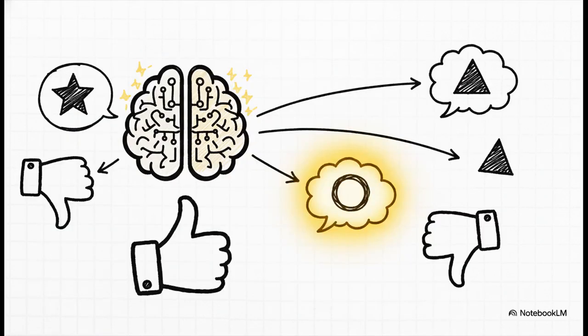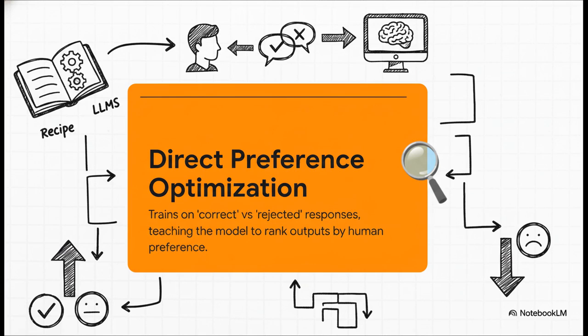Okay, so now our model can follow instructions. That's a huge step. But the next goal is to make its answers not just obedient, but good. You know, aligned with what a human would actually find helpful. And that's where preference fine-tuning comes into play. The recipe here calls for an algorithm called Direct Preference Optimization, or DPO. It's a pretty clever system.